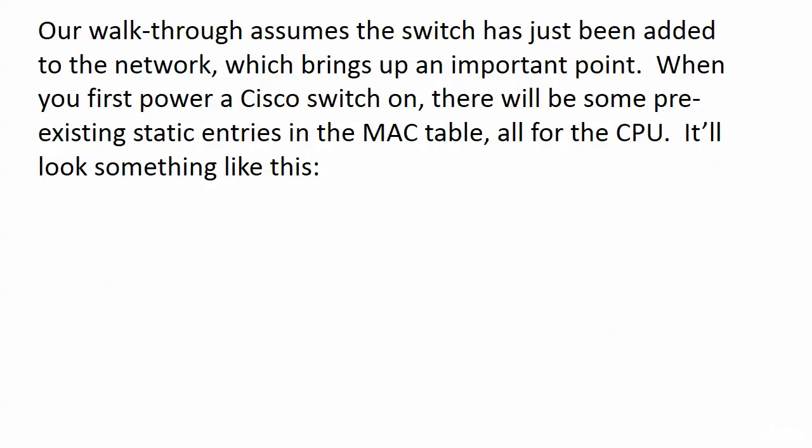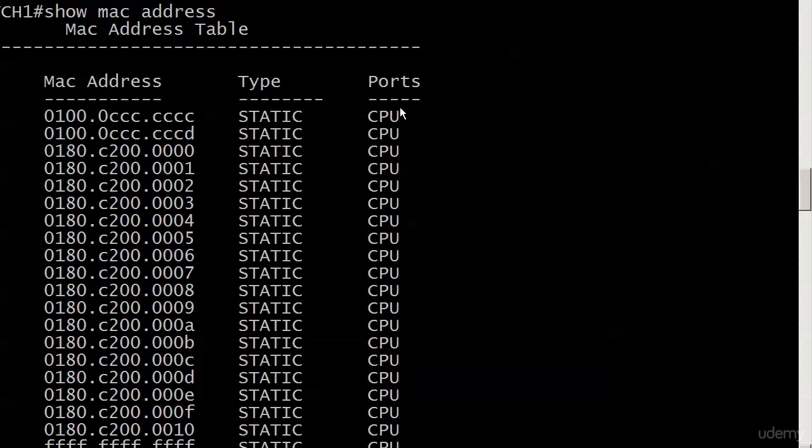Well, our walkthrough assumes the switch has just been added to the network, which brings up an important point, because when you first power a Cisco switch on, there will be some pre-existing static entries in the MAC table. It's not going to be totally empty. They're all for the CPU. And it's going something like this.